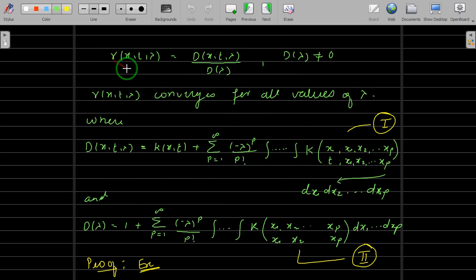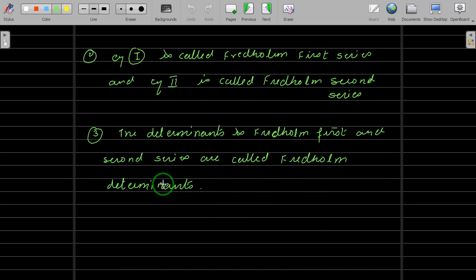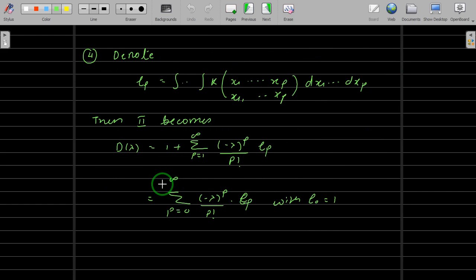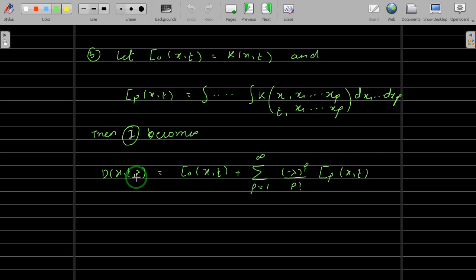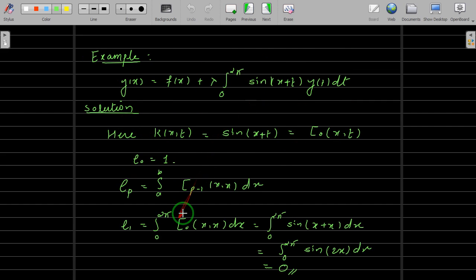And then the gamma(x, t, lambda), that is your resultant kernel, is D(x, t, lambda) upon D(lambda), and then we checked what is D(x, t, lambda) and D(lambda). And then afterwards we have denoted these by small c's and capital C's, and then we have seen the recurrence relation between small c's and capital C's. And after that, we have seen one example where we have found this capital C and small c.